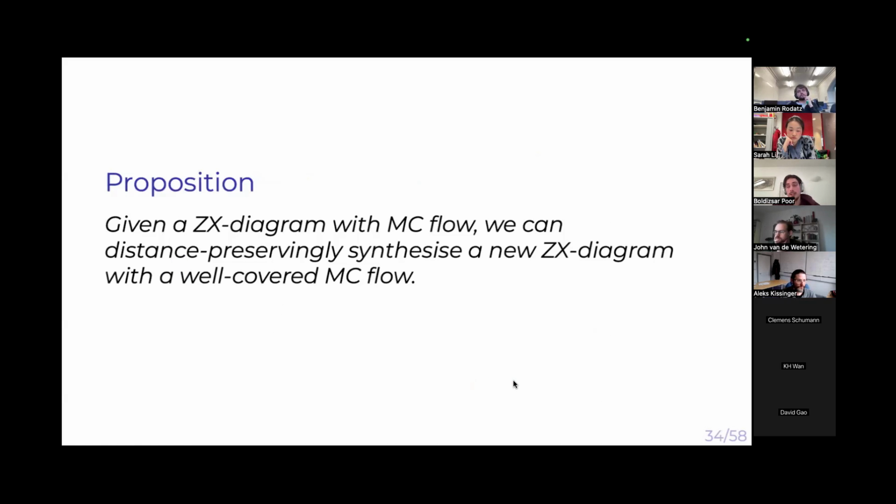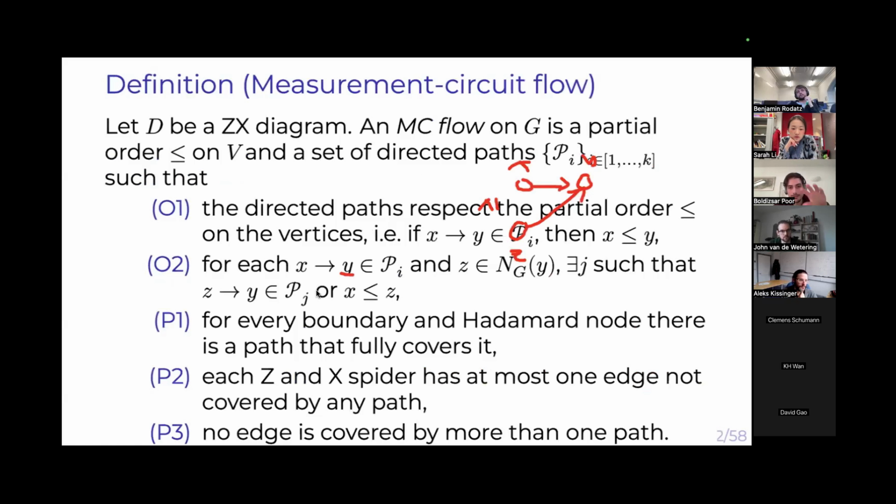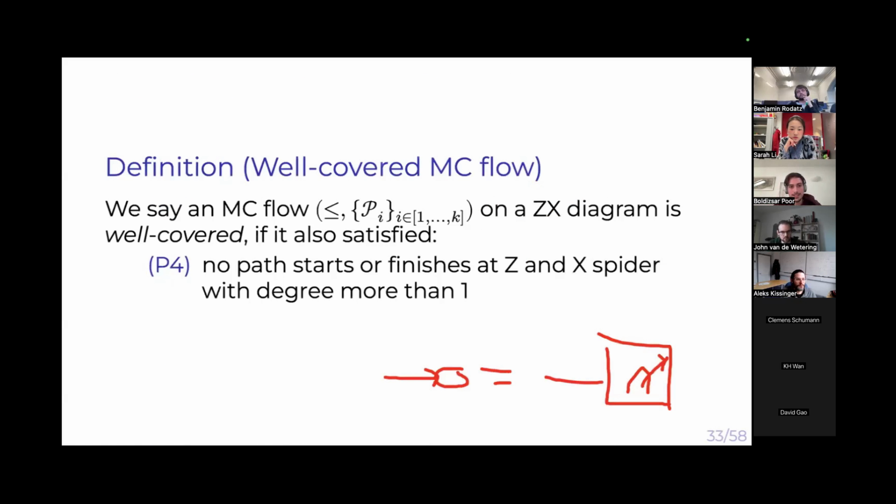Okay, and then in the paper, what we show, I'm just going to give these here as propositions, is that if we have a ZX diagram with a measurement circuit flow, then we can distance-preservingly synthesize a new ZX diagram with a well-covered measurement flow. So this means that if we have these properties given, then this property can also be synthesized.